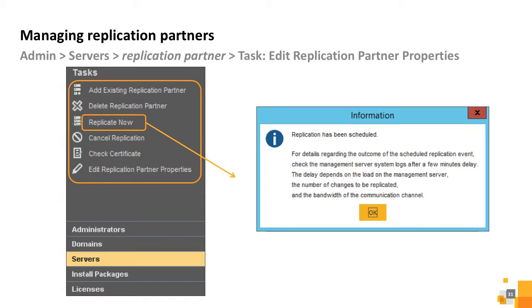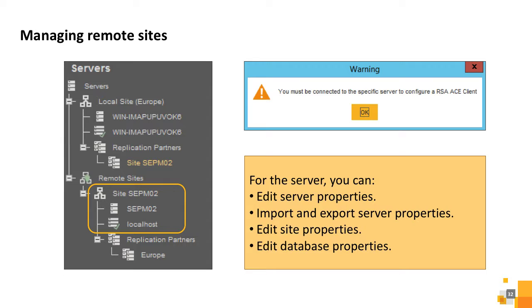Edit replication partner properties. When editing properties, you can change the replication schedule and enable or disable the replication types. For example, disable logging. You can also use the admin servers page to perform the following tasks on remote sites. Import and export server properties. Edit server properties. All server properties are remotely configurable. Edit site properties. All the site properties are remotely configurable. Edit database properties. All database properties are remotely configurable.